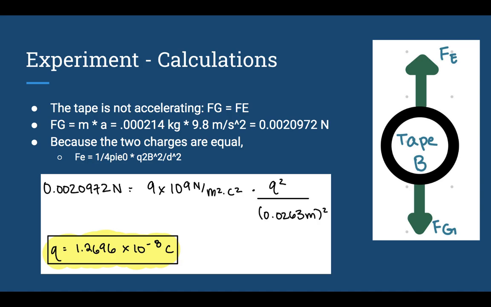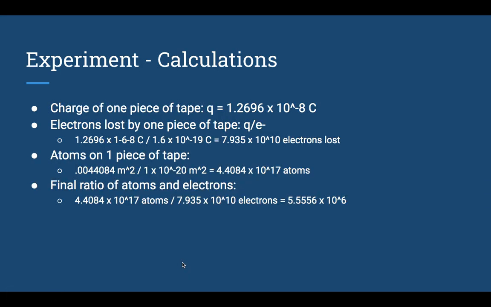So here are my calculations. I have a free body diagram drawn over here of tape B. Because it's not accelerating, the electric force and the gravitational force must be equal. So calculating the gravitational force was mass times acceleration, which was 9.8 meters per second squared. Here's that gravitational force. The 2 charges are equal, so the 2 Q's could turn into just Q squared using the electric force, Coulomb's law. And then I set the gravitational force equal to Coulomb's law, isolated Q, and took the square root to get the charge of one piece of tape.